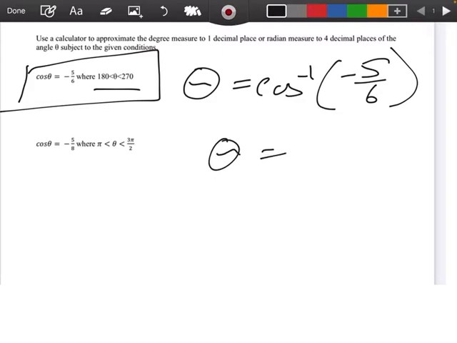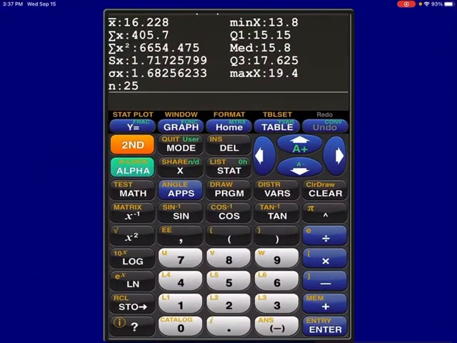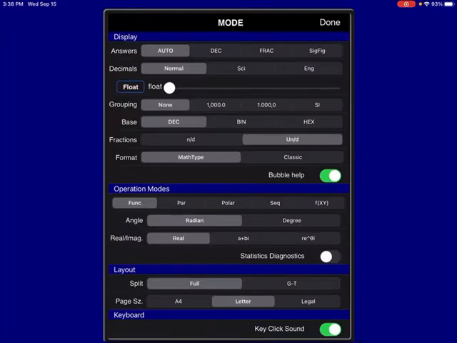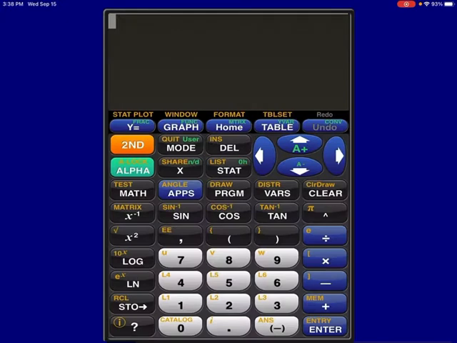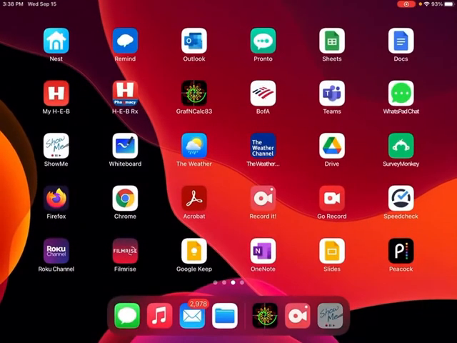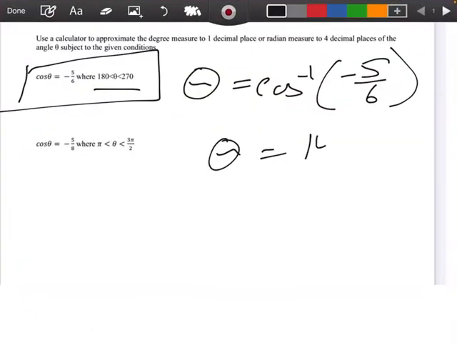And so then I'm going to use my calculator, guys. I'm going to use that graphing calculator app that I have. Let me clear this out. Let me make sure I'm in degree mode, which is right there. Okay, so we're going to go cosine inverse of negative 5 over 6. And if you notice, what I'm coming up with is 146.4 degrees, right?